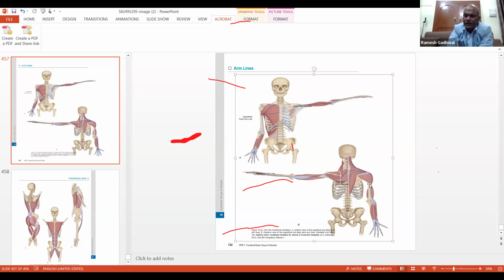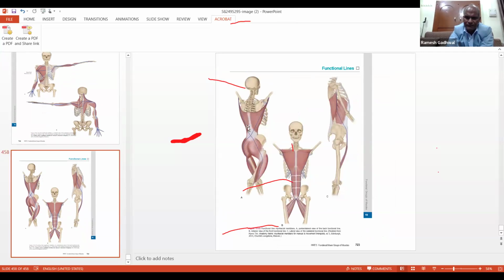Then it is going here. Okay. Then how many vertebrae are connected with this muscle? 12 and 7, 19. The remaining ones are covered by these muscles.